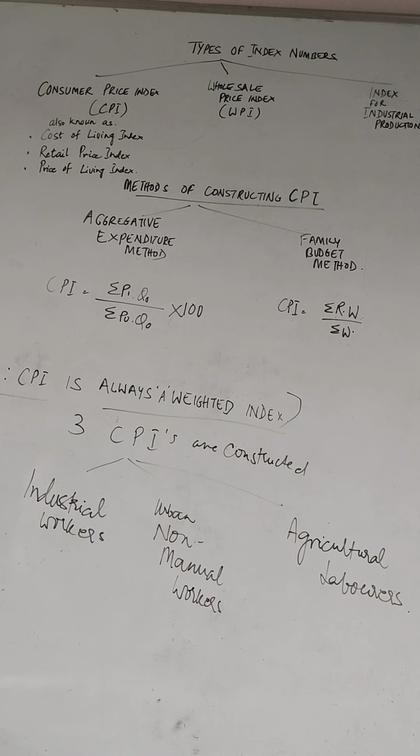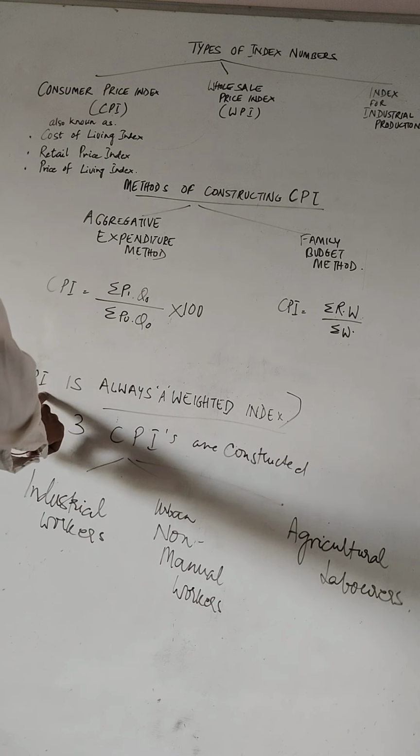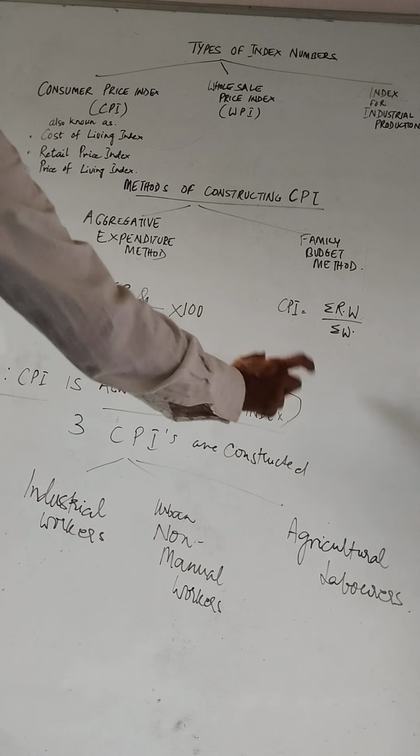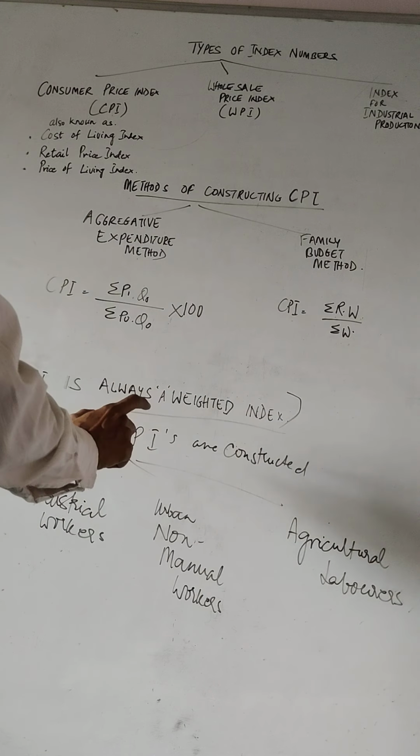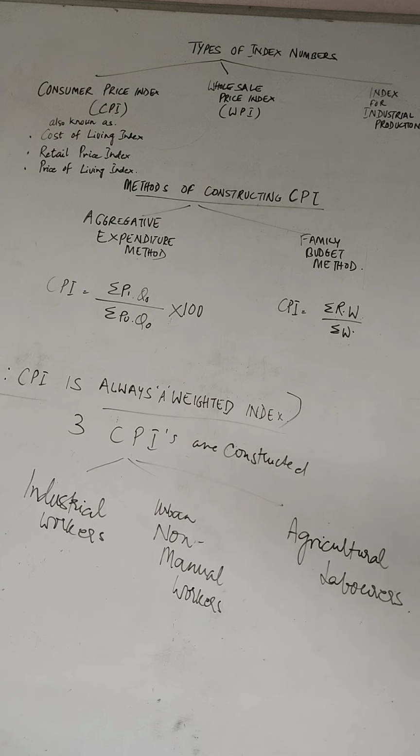All right, so once again, let me tell you, what does the consumer price index reflect? The average increase in the cost of the commodities consumed by a class of people so that they can maintain the same standard of living. And remember, the consumer price index is always a weighted index number. Weights have to be considered always. Importance is given to these general groups of items.